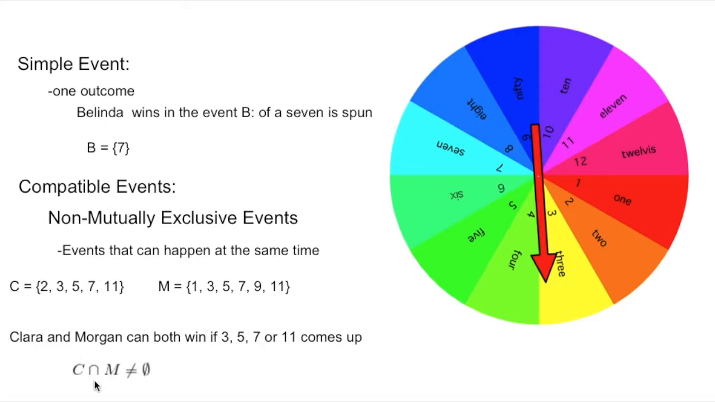And notice C intersection M is not equal to the null set. If we look at what is common between these two things, they have something in common. If they had nothing in common, then they would be mutually exclusive, or they would be incompatible.